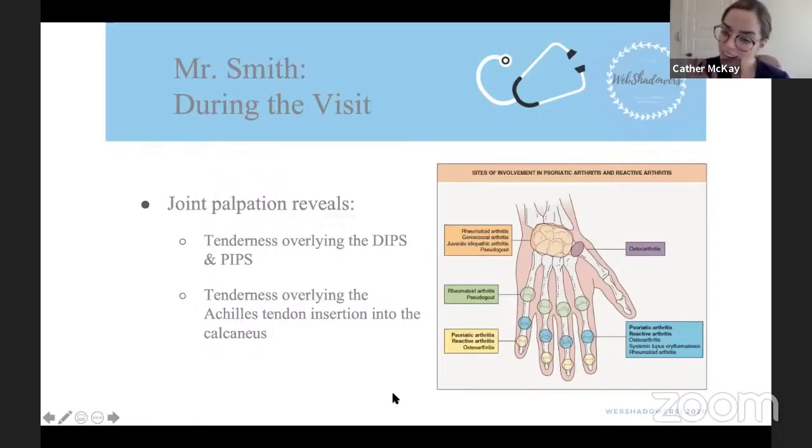This diagram is kind of nice. You can't always rely on this, but certain inflammatory arthritides affect certain joints. Psoriatic arthritis, reactive arthritis, and osteoarthritis can present in these joints. Different types of arthritis here. The metacarpal joints are pretty classic for rheumatoid arthritis. So certain joints give you certain clues depending on what's affected.